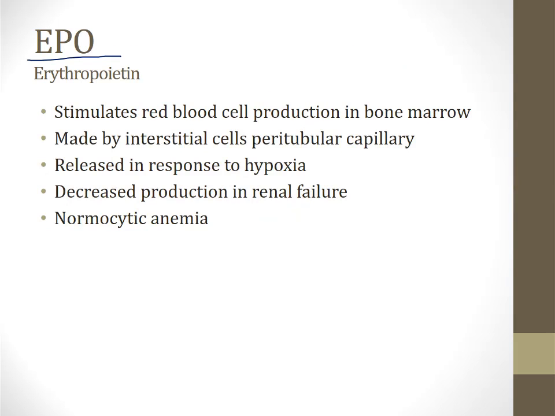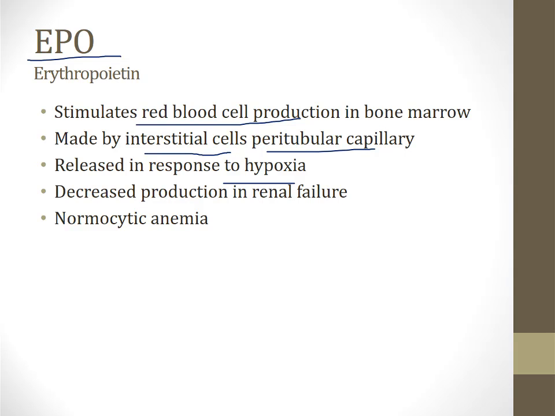Erythropoietin is also called EPO. This is a hormone released by the kidneys that stimulates red blood cell production in bone marrow to maintain the red blood cell level in the plasma. EPO is made by interstitial cells of the peritubular capillary, and it is released in response to hypoxia.